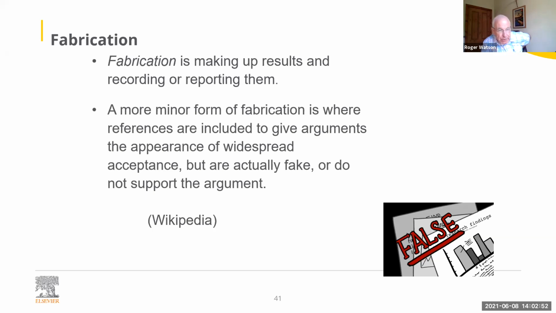Another form of fabrication, which is called a minor form, is where people add in references to give their own arguments the appearance of being more important than they are. And just before I left my previous journal, I did actually deal with a case of fabricated references. Indeed, most of the references in the paper weren't inappropriate, they didn't exist. And it took a very, very sharp editor on another journal to notice this. So it's actually very difficult to detect, but very serious. And it took a long time to convince the authors that they'd done something wrong.